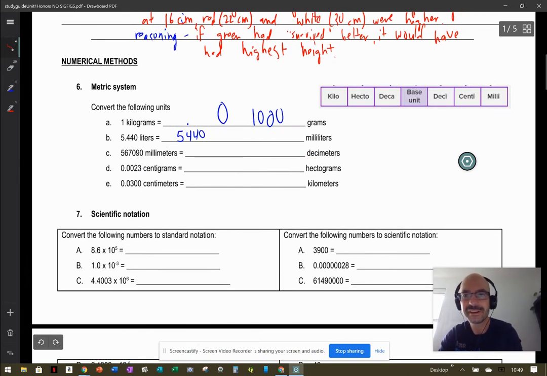Now here we're going from millimeters to decimeters. So milli is here and deci is here. So we're going to have to hop to the left 2 times. So that means I am going to end up with 5,670.90 decimeters.